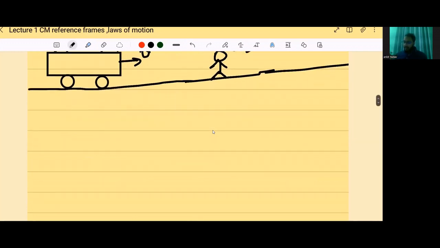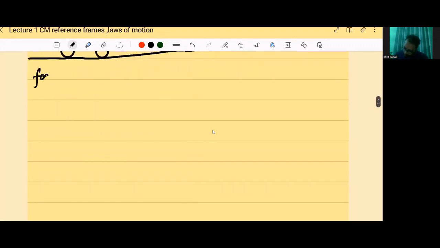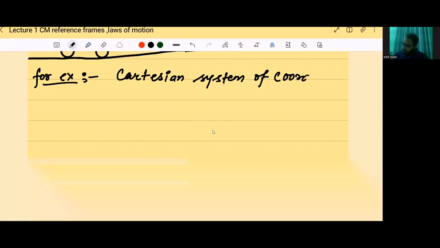So now, to understand it more clearly, say for example, we will take a Cartesian system of coordinates. There are many coordinate systems which we can use, but right now I will give an example with the Cartesian coordinate system. Okay, Cartesian system of coordinates, for example.